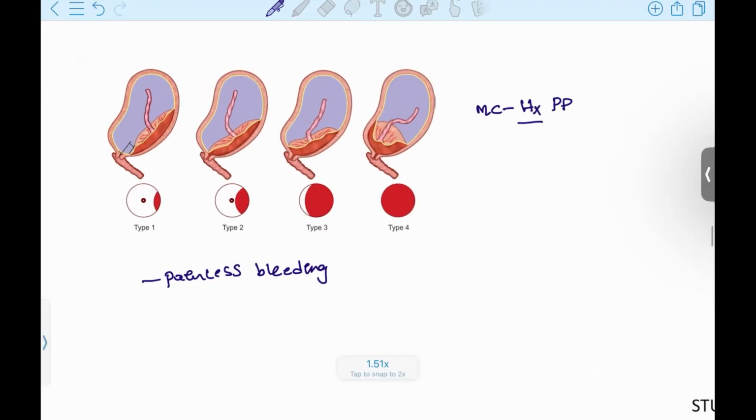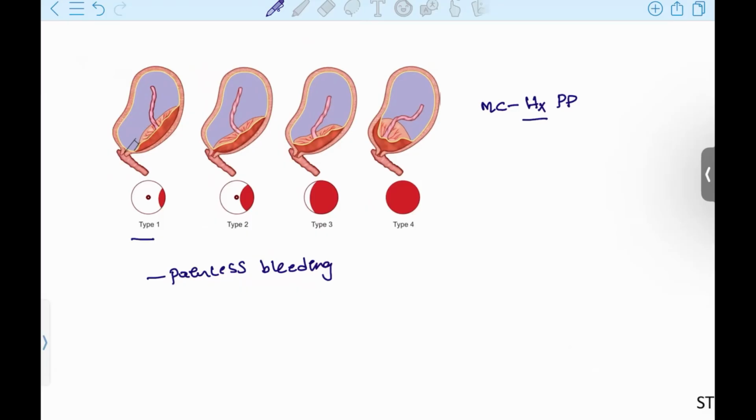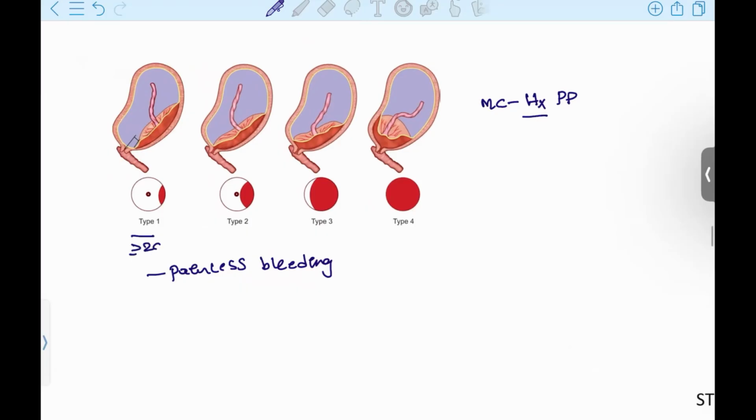So there are 4 types. In type 1, you can see there is more than 2 centimeters gap between the os and the placenta. In type 2, it will be less than 2 centimeters, and it is also known as the marginal type of placenta previa. The third one almost covers the os, an incomplete previa. And the fourth one is a complete previa, which will be closing your os.